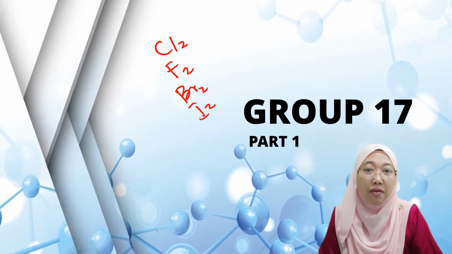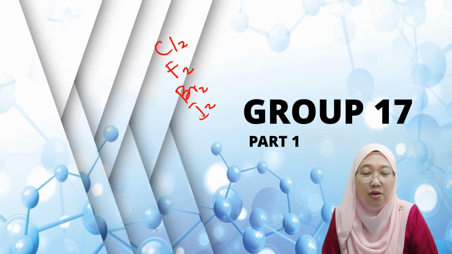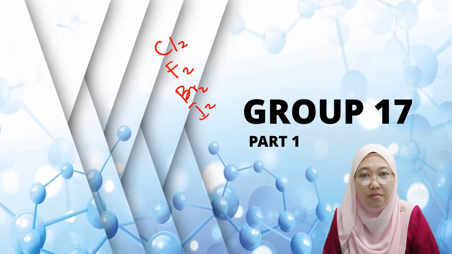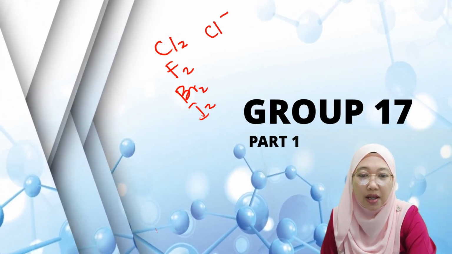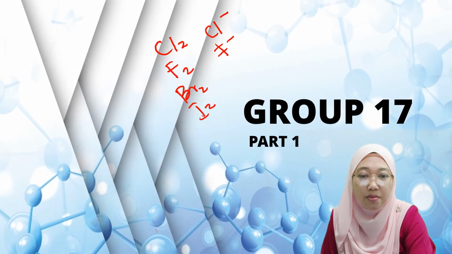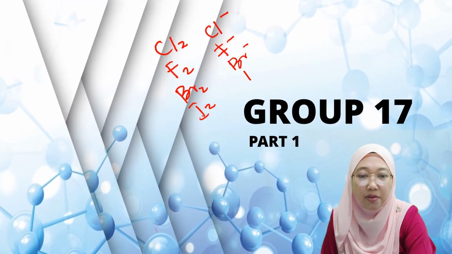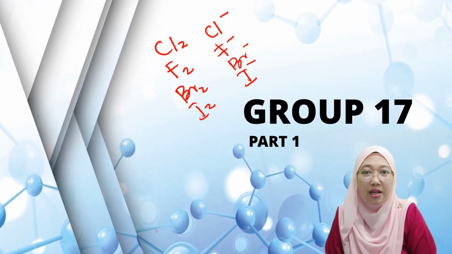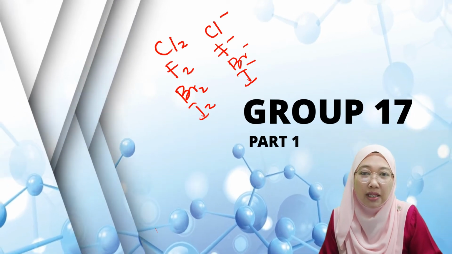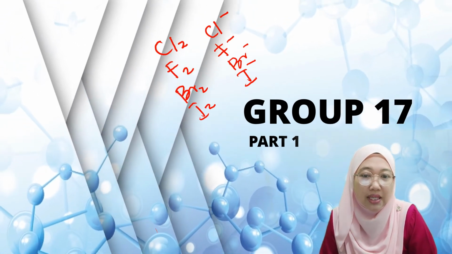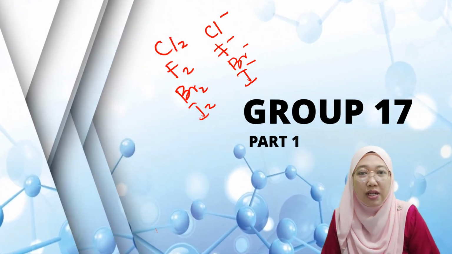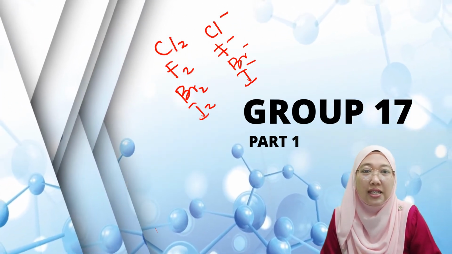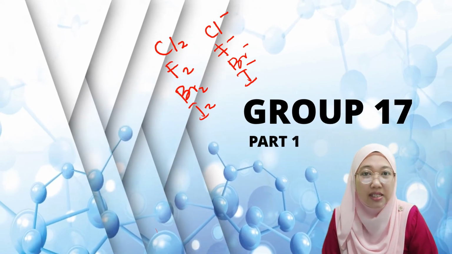Group 17 dia prefer untuk receive electron. So bila receive electron it become an ion. So dia jadi chloride ion, fluoride ion, bromide ion and iodide ion. Okay, kenapa elemen ini dia terletak dalam group 17? Okay, because of the valence electron. So in group 17 dia mesti ada 7 valence electron.